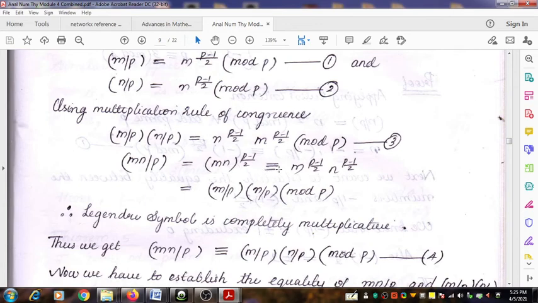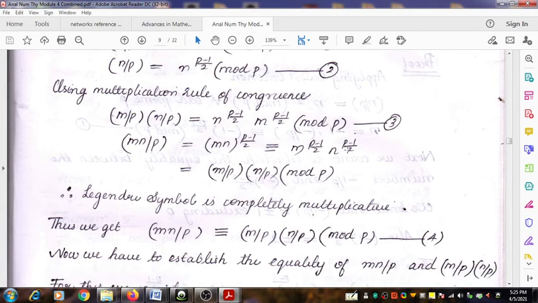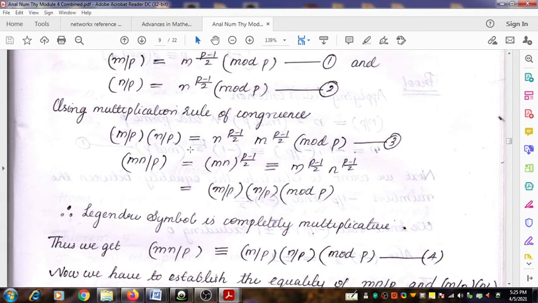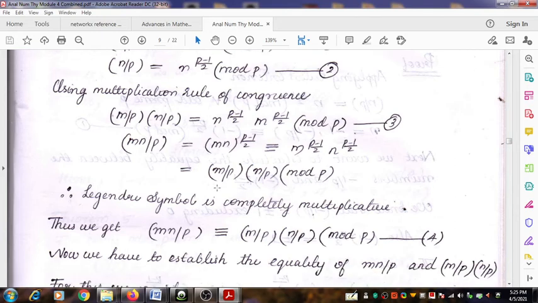Here we actually have equal to, because here we simply factorize m raised to (p-1)/2 into n raised to (p-1)/2, that's okay. But after this point you have to write the congruence, actually that's also a mistake. Here we require the ordinary equal symbol, but here we require the congruent symbol, because you are going to apply the congruence, the congruence of (m/p) into (n/p), mod p.